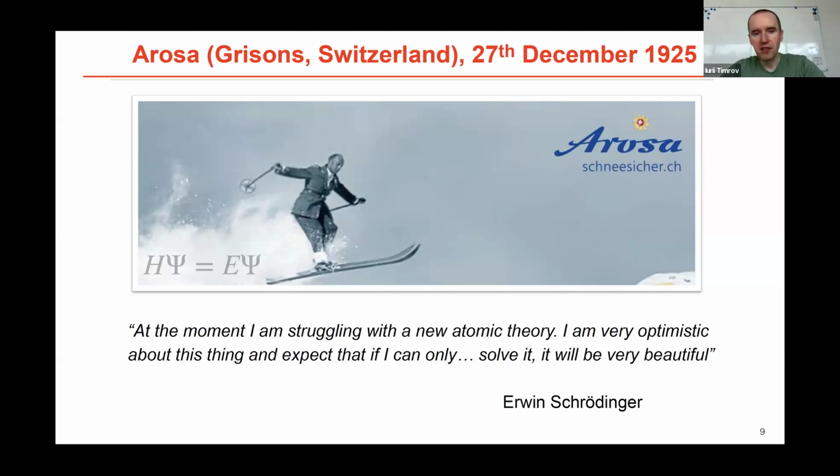Ideally, we would like to solve the Schrödinger equation, H psi equals E psi. And this equation was actually invented in Switzerland, where I am now, when Erwin Schrödinger was on vacation in December in the Alps skiing. It was almost 100, actually more than 100 years ago. And actually, when he was on vacation, he came up with this brilliant idea of inventing this quantum mechanical equation.